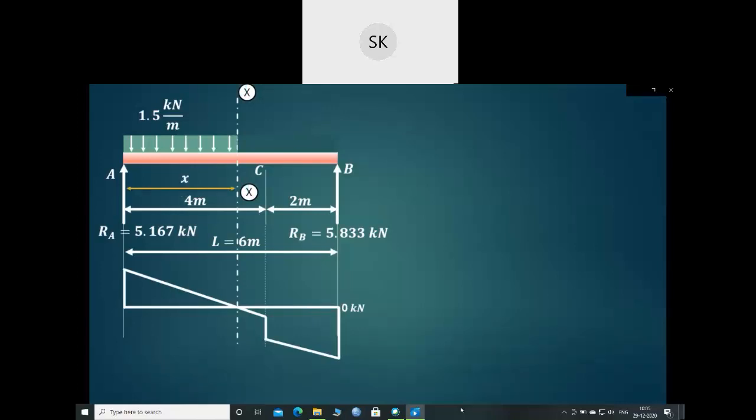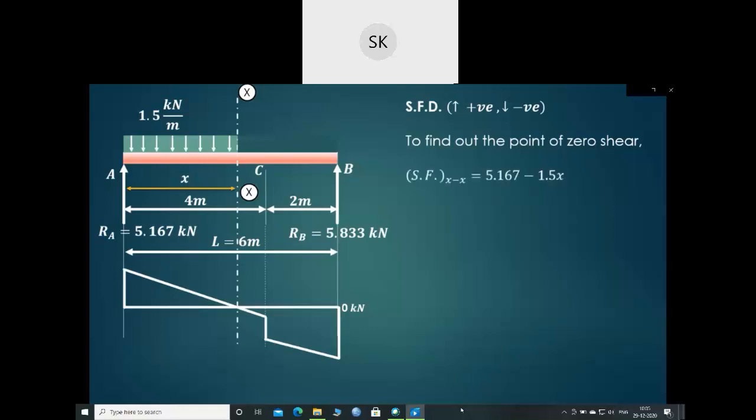Suppose it is acting at a distance of x from the left hand support A, as shown over here. So we have to find out the point of zero shear. We'll consider all the forces acting on the left hand side of this particular section. RA is acting in the upward direction, that is 5.167. Then the UDL of 1.5 kilonewton per meter is acting for x meter length, so it is 1.5 into x.